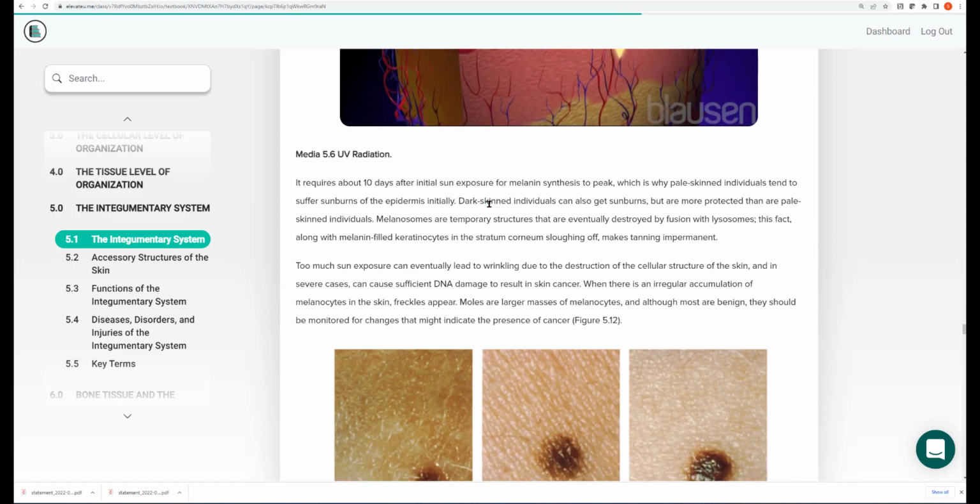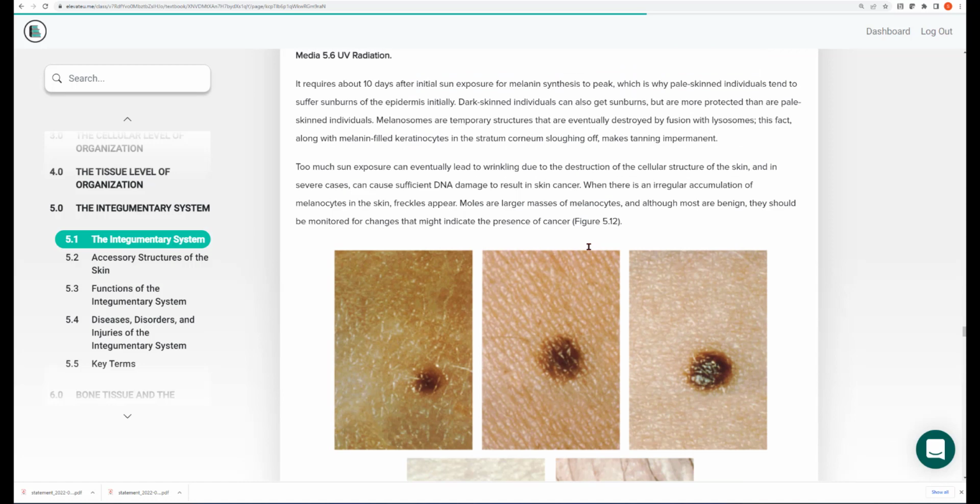So that darker melanin, right, makes it more difficult for the skin to get burned. Not impossible, but darker skinned individuals can definitely get sunburns, but they are certainly more protected than those like me with more pale skin. Another thing that the sun can do: too much sun exposure can lead to wrinkling, which is basically caused by a breakdown of the dermis.